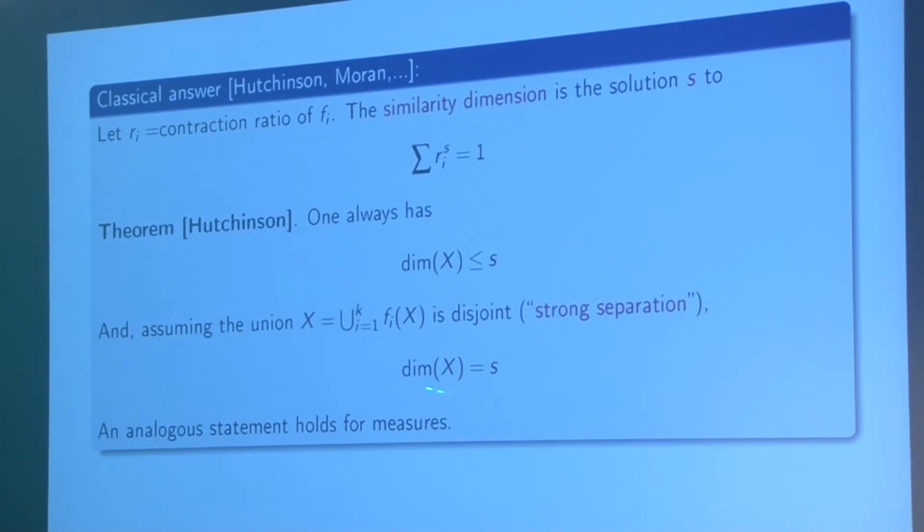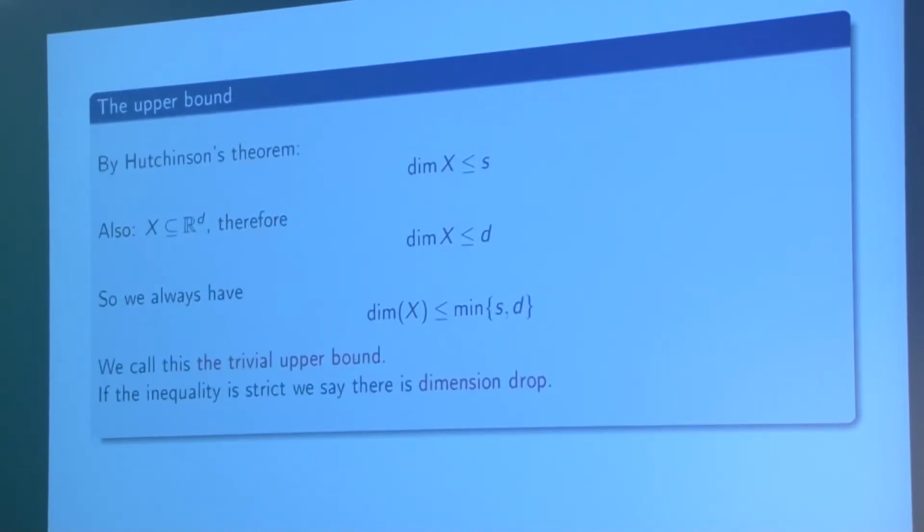Okay, and there's an analogous statement for measures. So under the separation assumption, we know what the dimension is. Then the problem is solved. And when we don't have separation, we at least have an upper bound. And the upper bound can be slightly improved because the dimension is not only less than or equal to s, we also know that we're a subset of R^d, so the dimension is at most d. So the upper bound that we know trivially is that the dimension is bounded by the minimum of s and d. We're going to call this the trivial upper bound. And if the dimension is strictly smaller than this number, we're going to say that the system has dimension drop.